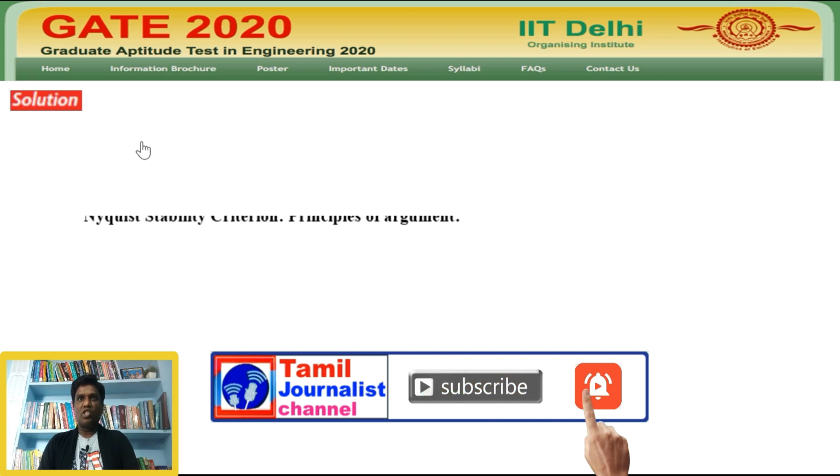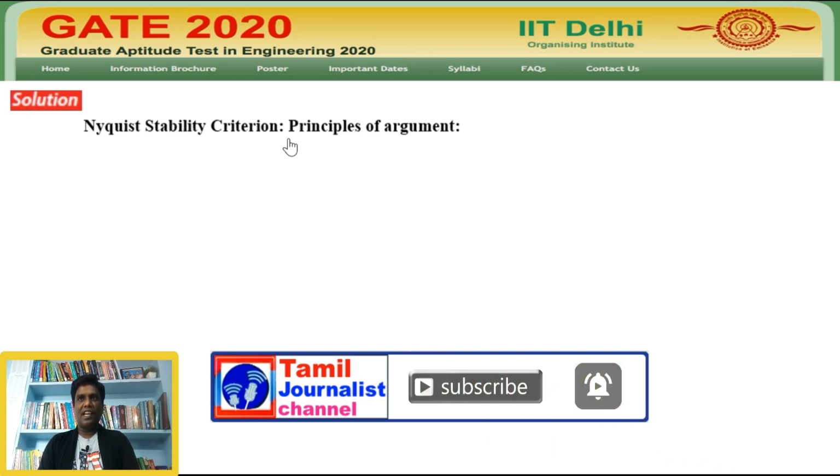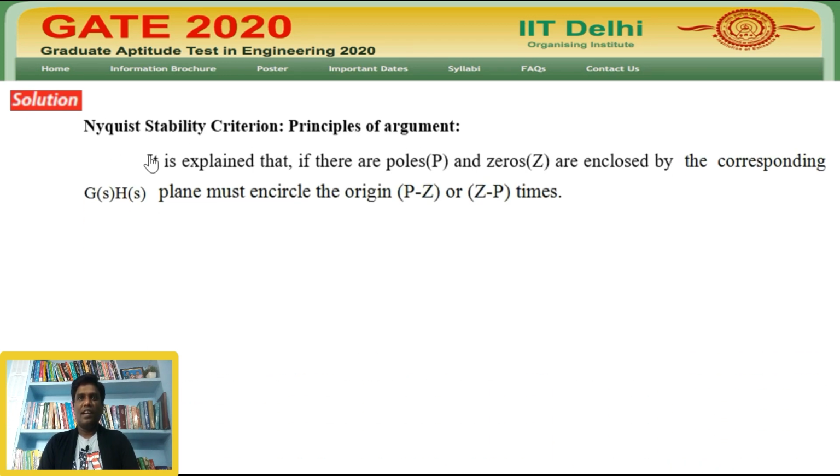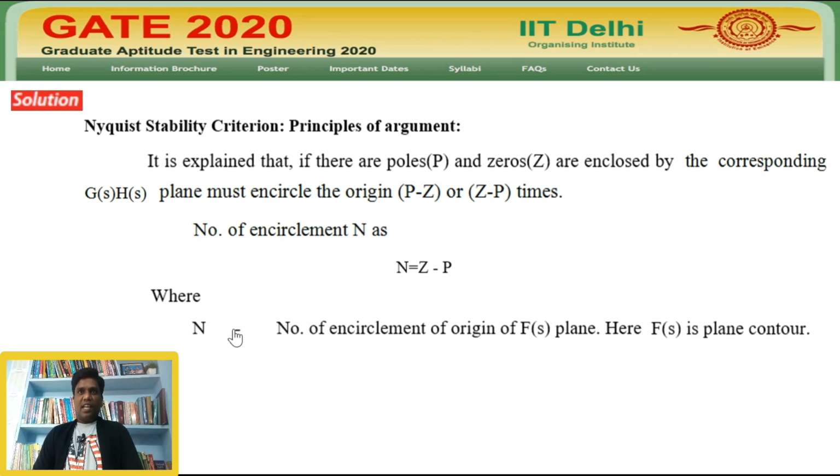This problem can be solved by the Nyquist stability criterion, using the principle of the argument. It is explained that if poles and zeros are enclosed by the contour, the corresponding G(s)H(s) plane must encircle the origin P minus Z times or Z minus P times. So we can write the formula for the number of encirclements N as N equal to Z minus P, where N is the number of encirclements of the origin of the F(s) plane.